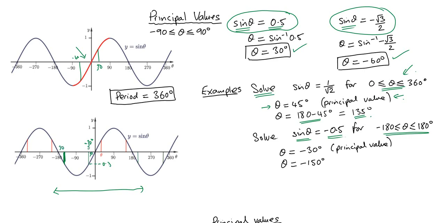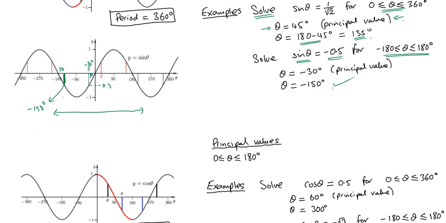So we can see that this value here is just going to be minus 150, okay, because it's 30 more than minus 180, which gives us minus 150. Okay, so that's using the sine graph.